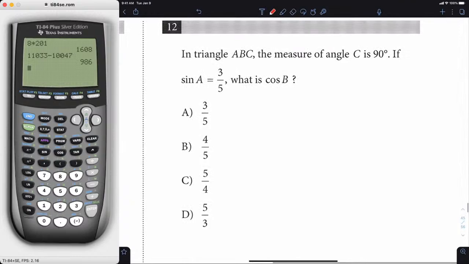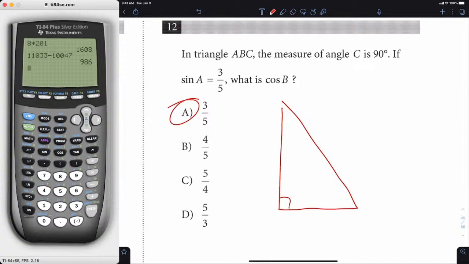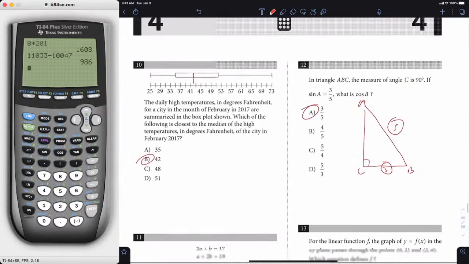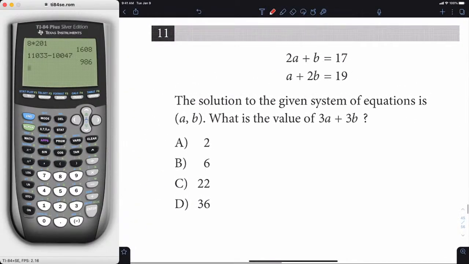In triangle ABC, the measure of angle C is 90. If sine of A is 3/5, what is the measure of cosine of B? 3/5. That's just an angle property, and we can demonstrate that by drawing out the right triangle and saying that if angle C is 90, A is this, and B is this. If sine of A is 3/5, we know sine is opposite over hypotenuse, right? So what is the cosine of B? Well, adjacent over hypotenuse, which is 3/5 again. So it's A.